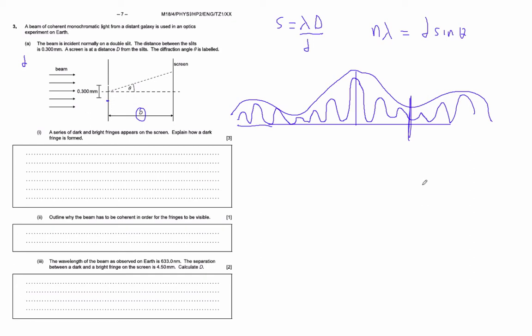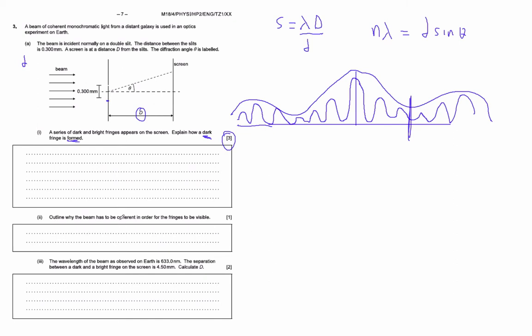Okay, a series of dark and bright fringes appears on the screen. Explain how a dark fringe is formed. So explain destructive interference. Explain the difference in path length. And remember, when it's destructive interference, it's a half wavelength difference. Okay, so just see if you can get those 3 marks. I think I managed to do it, you know.